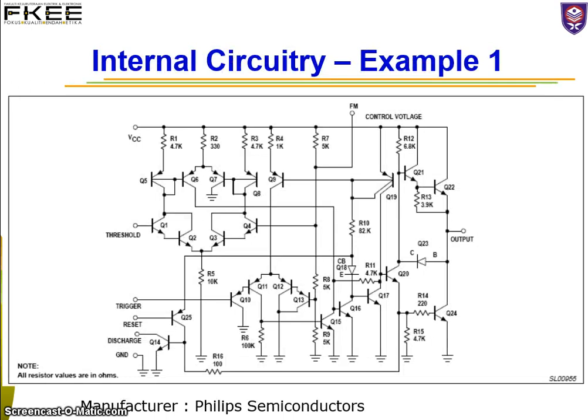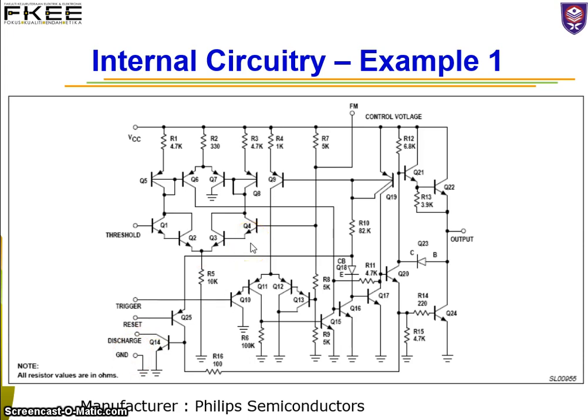This is internal circuitry. This one is by Philips Semiconductor. So it is made from several transistors. In the example, we have about 24 transistors. And basically we have pin 3 output, the control voltage pin 5, VCC pin 8, threshold pin 6, trigger pin 2, reset pin 4, discharge pin 7, and ground over here.